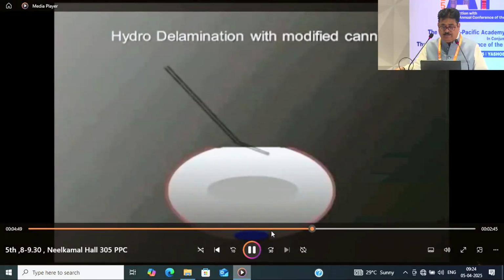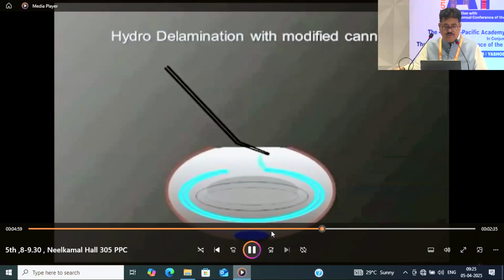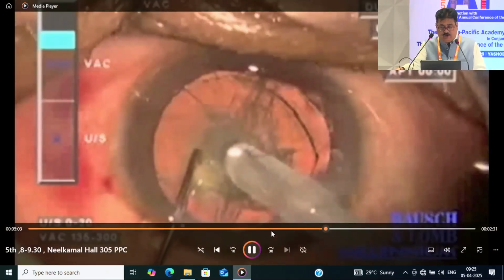So this is hydrodissection with a modified cannula. No fluid from the tip but from the side, and it will never go behind the posterior capsule. It will remain inside the nuclear zone. So gentle hydrodissection is done.